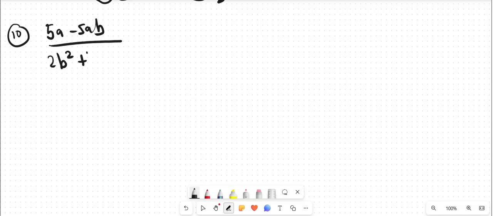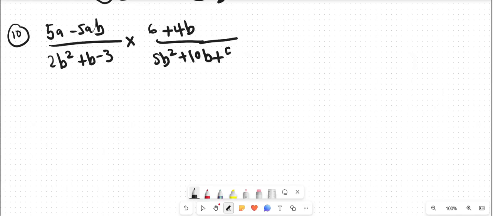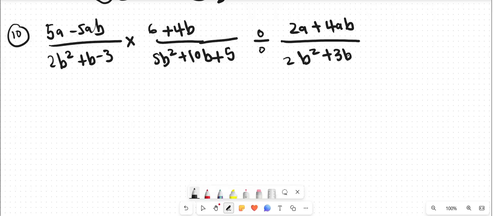So this one, I wanna make it a little bit too hard. This is question number 10. 5a minus 5ab, a 2b squared plus a b minus a 3, times a 6 plus 4b, a 5b squared plus a 10b plus a 5, divided by a 2a plus a 4ab, 2b squared plus a 3b plus a 1. All right, that's our final question.